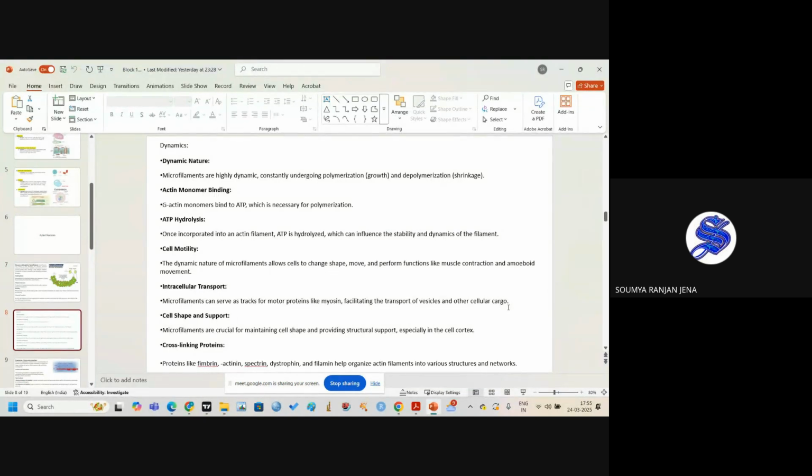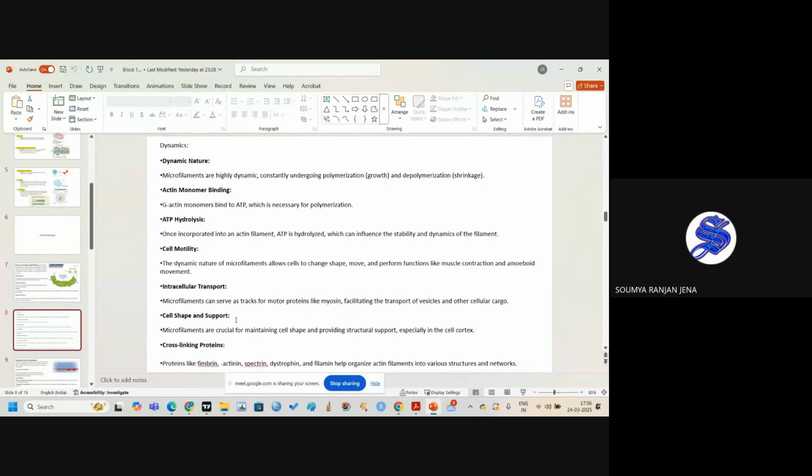Suppose we are studying the function of the Golgi apparatus. Golgi is the post office box, and it sends vesicle-like structures from Golgi to nucleus, or Golgi to cytoplasm, or Golgi to mitochondria, or Golgi to peroxisome. How does this occur? These vesicles are transported by the help of these microfilaments, by this polymerization and depolymerization. And by this process, the vesicle is transported from Golgi to the respective different subcellular organelles.